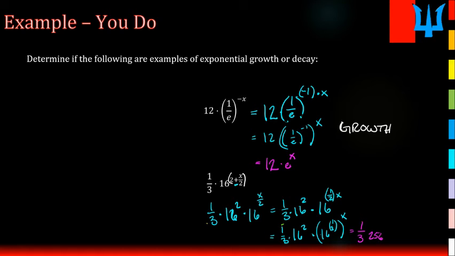And then that 16 to the 1/2 would be the square root of 16. So that's going to be 4 to the power of x. That is not a y, that should be the number 4, sorry. And I can simplify that one step further to say I have 256 over 3 times 4 to the power x. 4 is greater than 1, so this one is also growth.